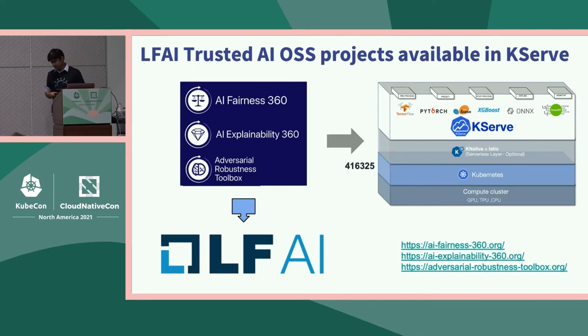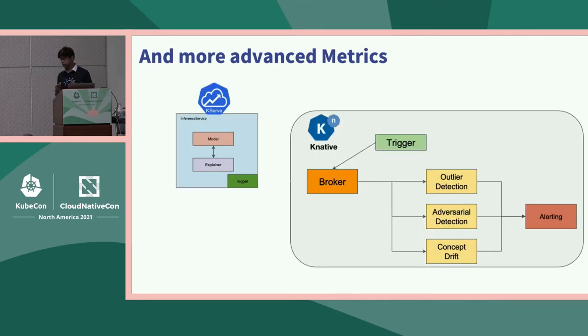Now, talking about explainability and metrics, some of the Linux Foundation AI projects in the trusted AI space, like AI Explainability 360, AI Fairness, and Adversarial Robustness, have been integrated into KServe and made available. So if you want to build your AI using trusted and ethical means and capture those metrics, those capabilities are available as well. And not only that, you have more advanced capabilities around outlier detection, adversarial detection, and concept drift. So there are a lot more metrics you can capture as part of this platform.